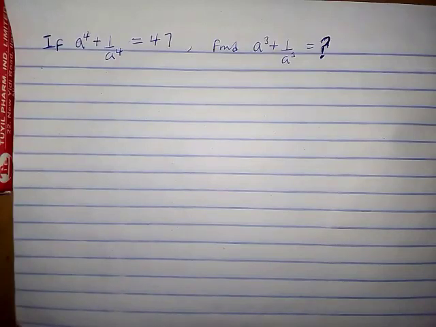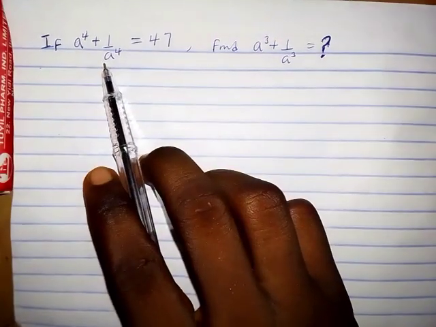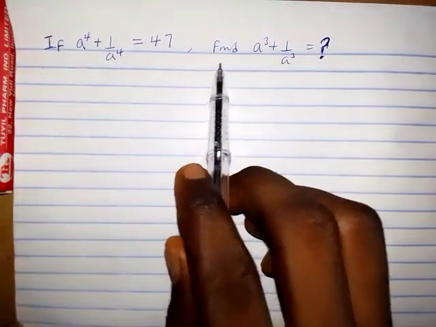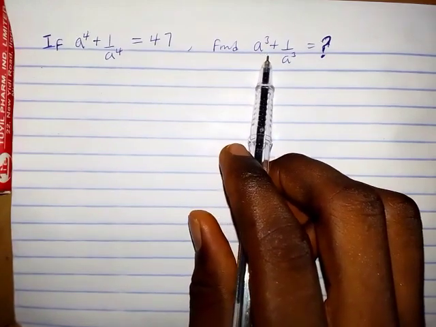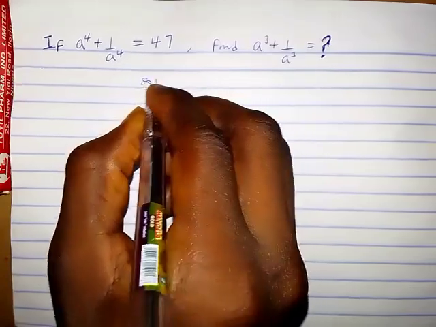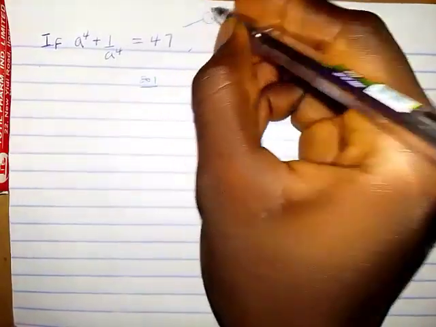So in this video, we are going to look at a very nice exponential. We are given a raised power 4 plus 1 over a raised power 4 equals 47. And then we want to find a raised power 3 plus 1 over a raised power 3. Solution. So let's call this equation 1.